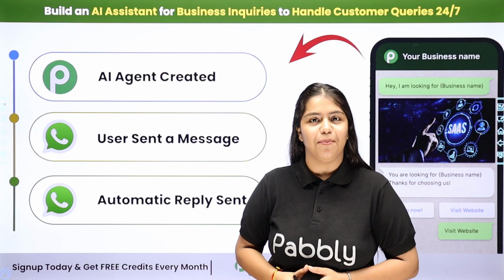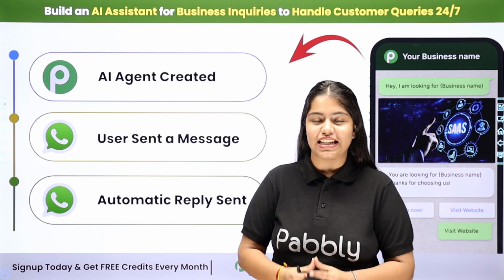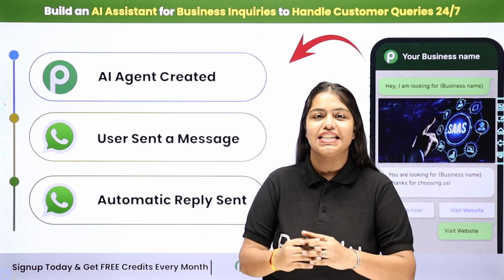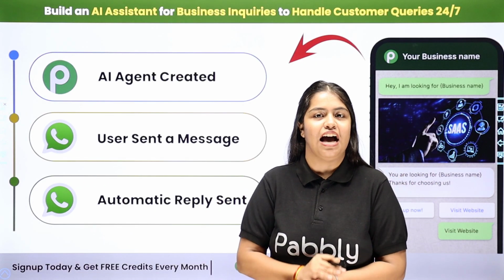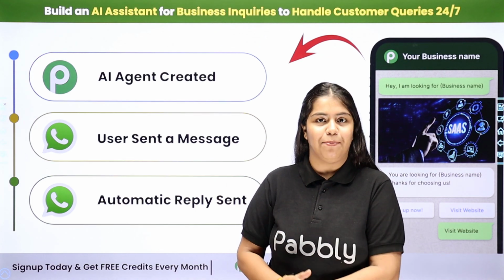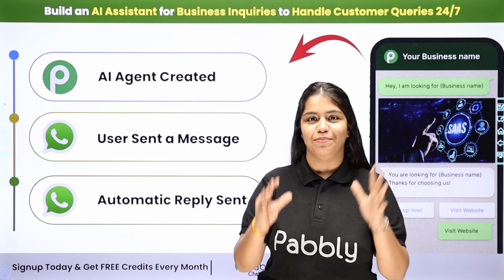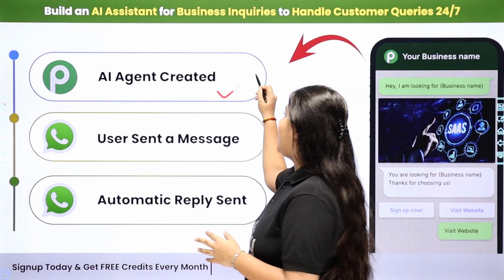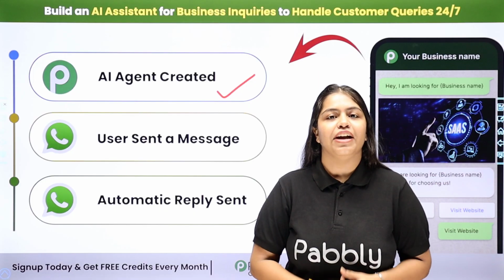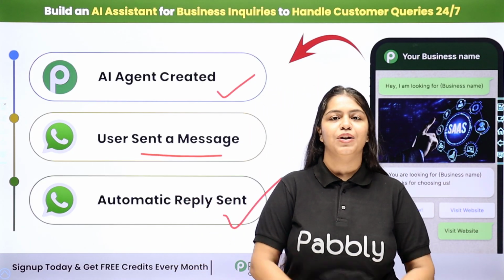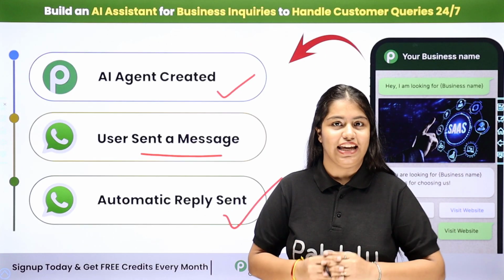So over here I'm running a business and like you I also receive numerous customer queries on WhatsApp. But it is such a time consuming and tedious task to reply to the same WhatsApp messages over and over again. So to solve this problem, I've simply created an AI agent using Pabbly Chatflow. Now, whenever a user sends me any message, an automatic reply will be sent to that user using my AI agent.